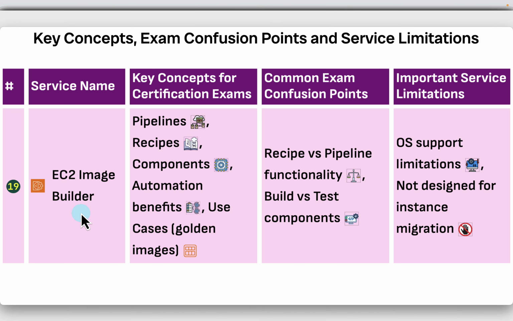EC2 Image Builder. Key concepts are pipelines, recipes, components, automation benefits, and use cases such as golden images. Common exam confusion points are recipe versus pipeline functionality, and build versus test components. Important service limitations are OS support limitations, and it is not designed for instance migration.